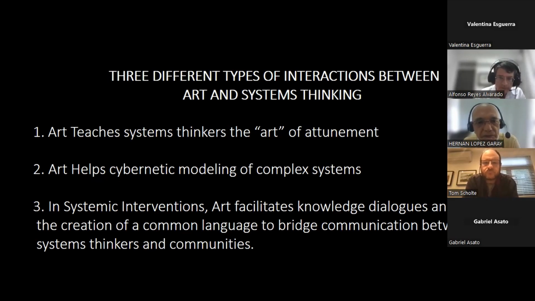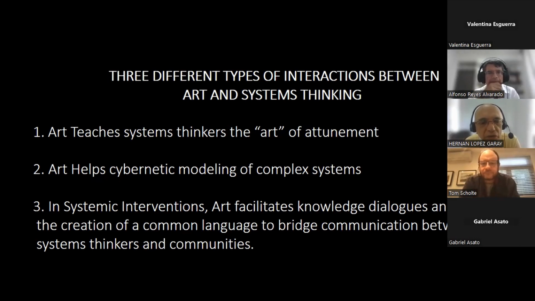So we can see in this slide that the context within which we're going to make the presentation is this increasing interaction between art and system thinking. In that context, there are at least 3 different types of interactions that we have identified. One of them, as the slide shows, is art teaches system thinkers the art of attunement. Later on, we can talk about that. Another one is art helps cybernetic modeling of complex systems, which is what Tom is going to show us today. Another one is in systemic interventions, art facilitates knowledge, dialogues, and the creation of a common language to bridge communication between system thinkers and communities.